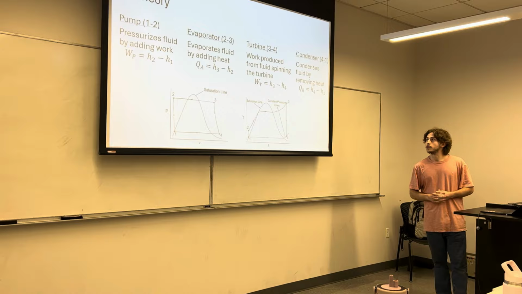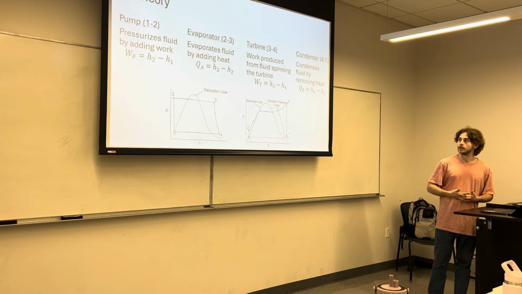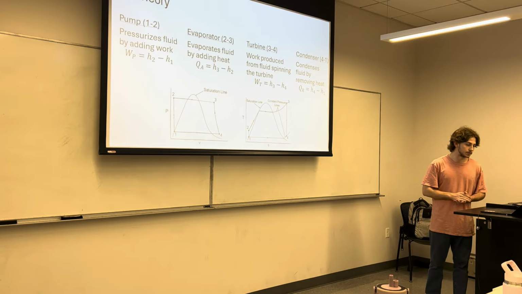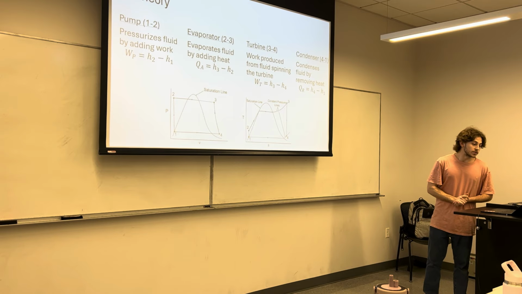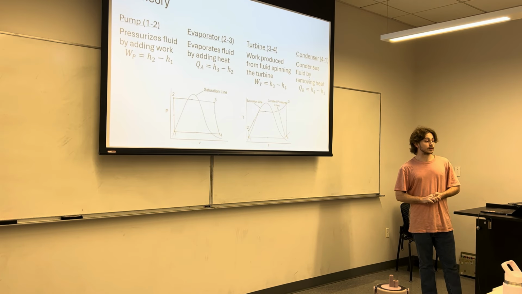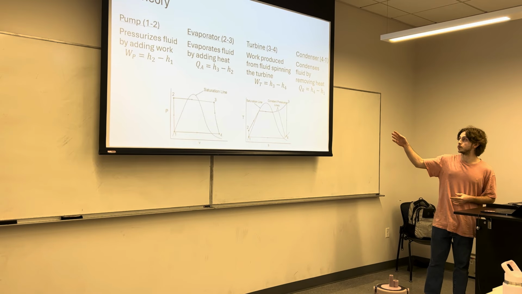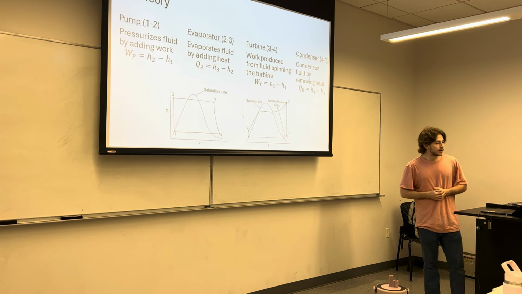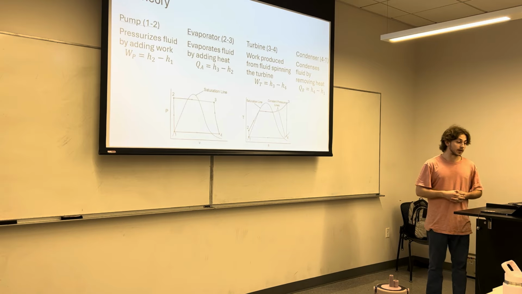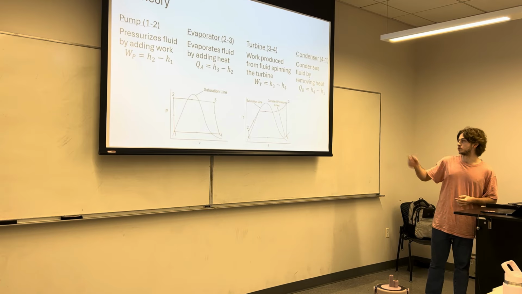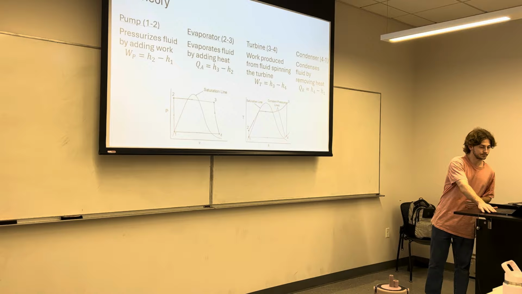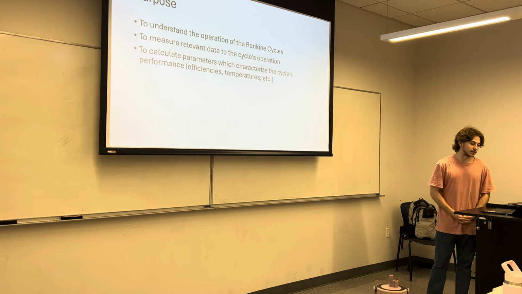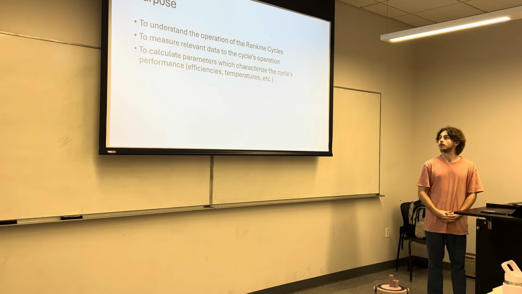The evaporator evaporates the fluid by adding heat, and that heat added can be calculated from the change in enthalpies from state 3 to 2. The work produced from the fluid spinning in the turbine is calculated from the change in enthalpy, but in reverse because the work is out instead of in. And then for the condenser, the heat removed by the condenser can be calculated from the change in enthalpy from 4 to 1.